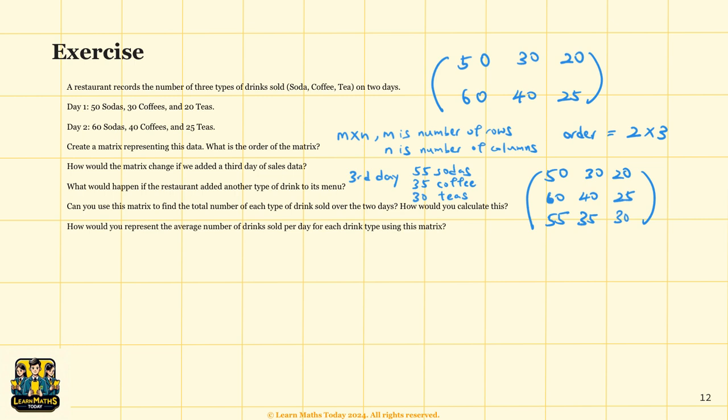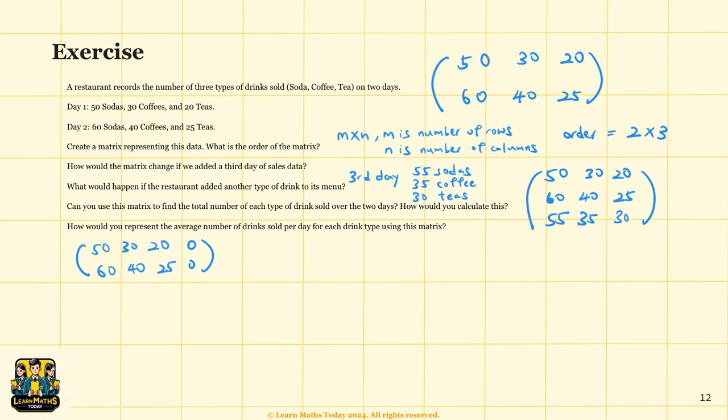What would happen if the restaurant added another type of drinks to the menu? If the restaurant added another type of drink, for example, let's say juice, the matrix will just have another column to represent the new drink type. Assuming no juice was sold on the first 2 days, the matrix might look like this, with the last column having 0 for the first row and 0 for the second row.